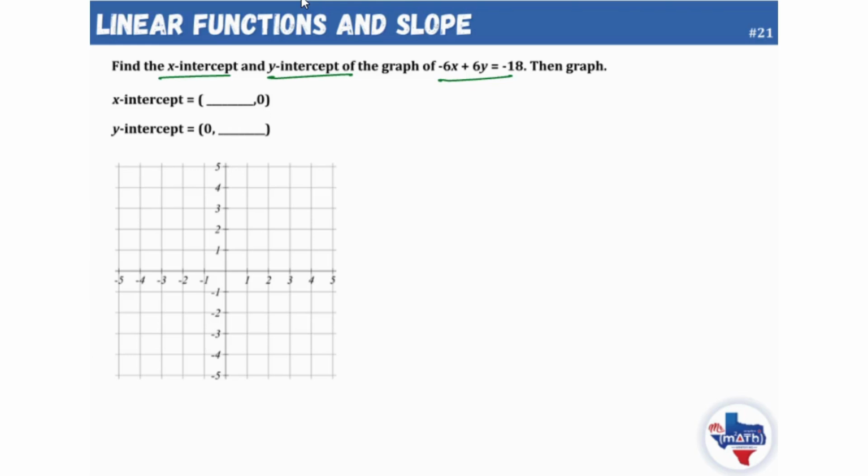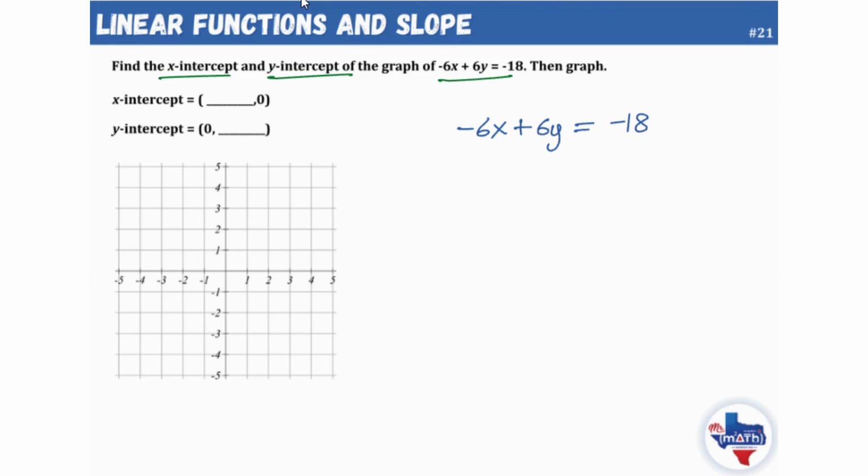Okay, the easiest way to solve this is just by understanding that the x-intercept will have the coordinate on y as 0 and the y-intercept will have the coordinate on x as 0. And so we're going to make that happen and then solve for each one of the variables that are remaining. So our equation is negative 6x plus 6y equals negative 18.